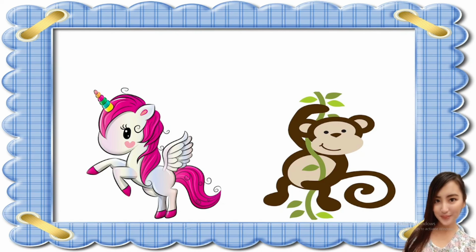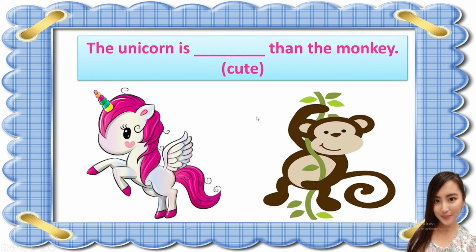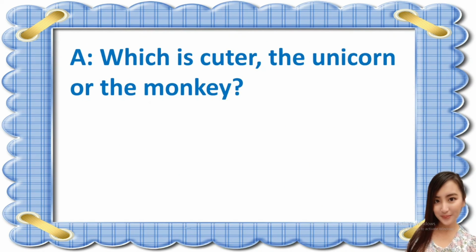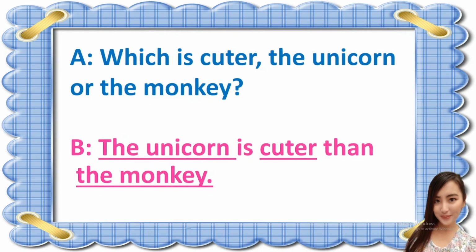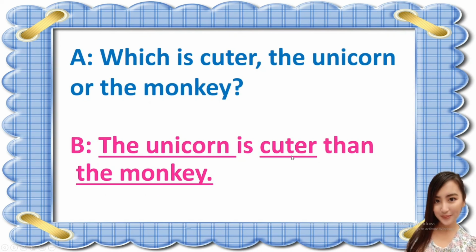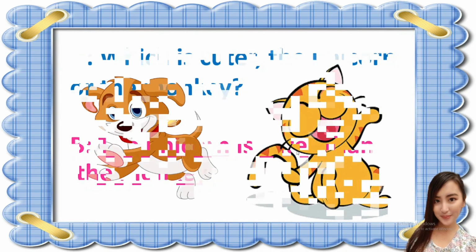Next we have a unicorn and a monkey. So the unicorn is blank than the monkey. The adjective is cute. So how do you form the comparative form of this adjective? Which is cuter, the unicorn or the monkey? The answer is the unicorn is cuter than the monkey. For this one, cute, we add R because the last letter is E, so E plus R.